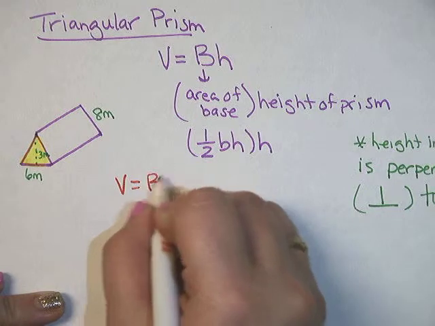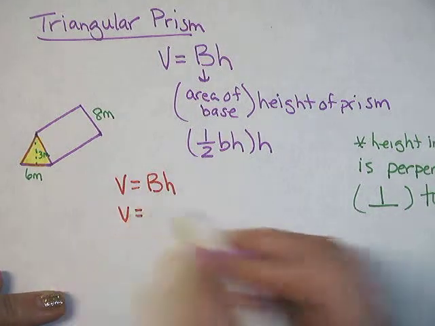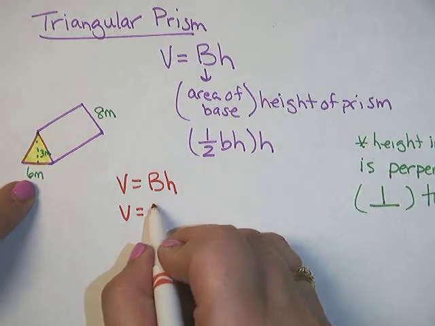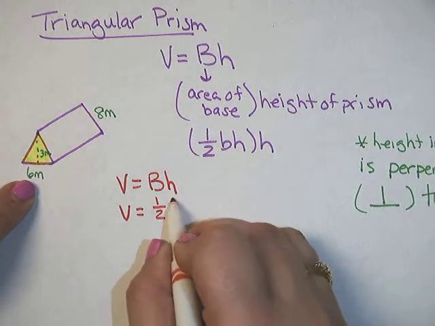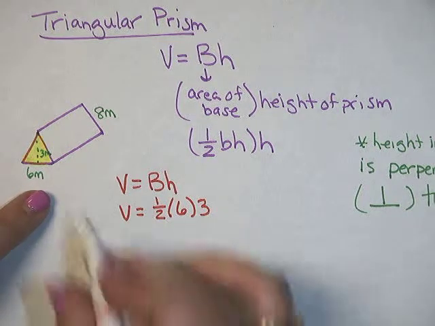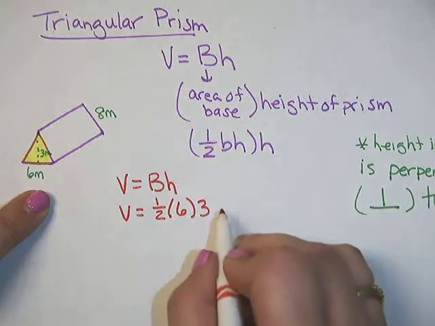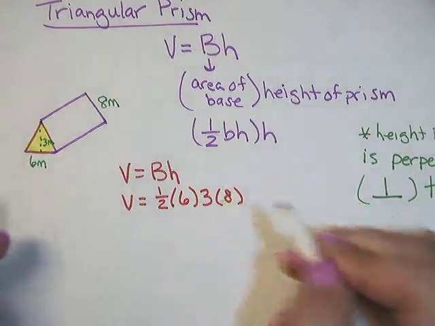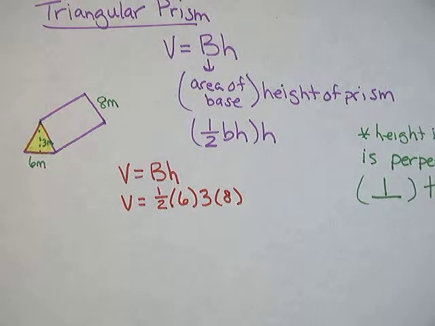Alright. So I have my formula. V equals capital BH. So V equals, what's the formula for the area of a base of a triangle? 1/2 BH times 6 times 3. And then what's the height of my prism? 8. And you don't have to put parentheses in there, but I like to do it so it reminds me that I'm multiplying. So now, just like yesterday, you're just multiplying these numbers.